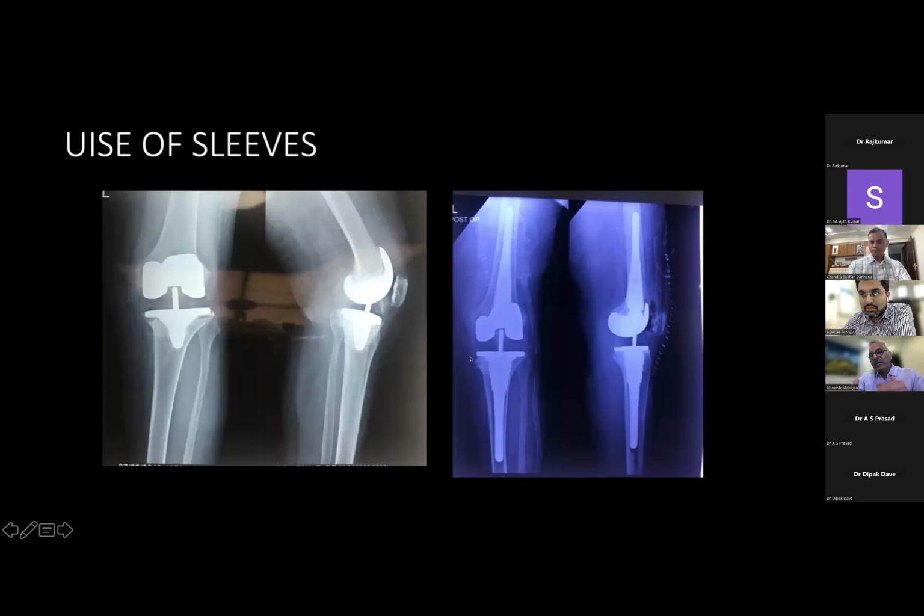With the sleeves, you can elevate the joint line so much. You don't have to use a large poly, maybe 15 or 16 is good enough in most patients. So sleeves is really a great thing to have in your armamentarium. Of course, though it adds to the cost, it is one of the best things to have.